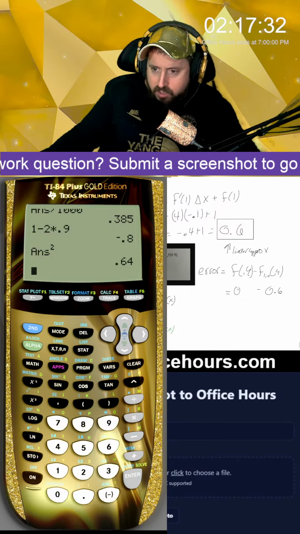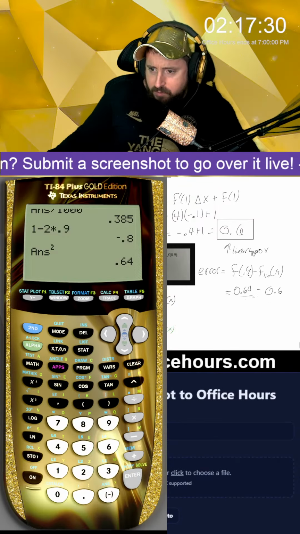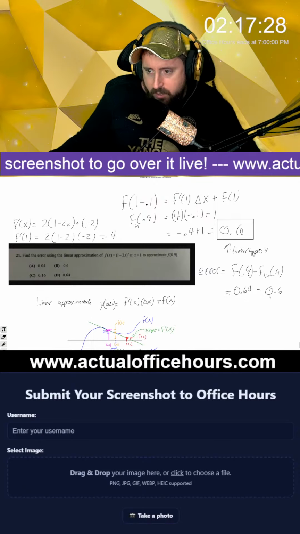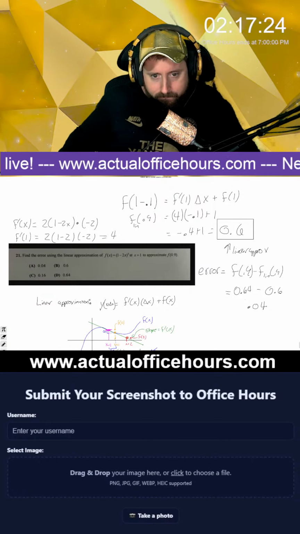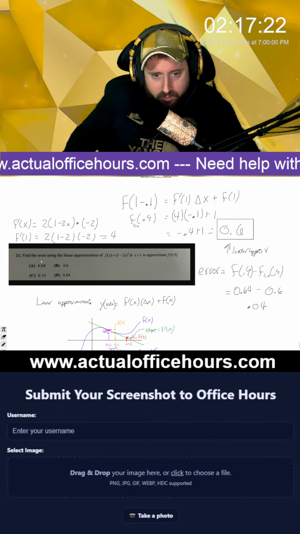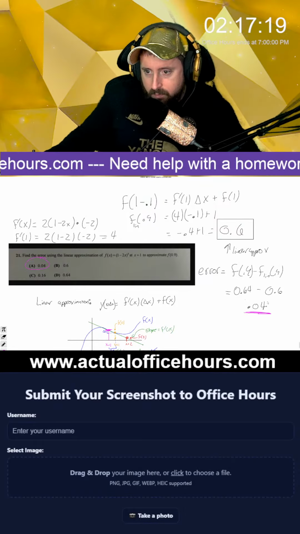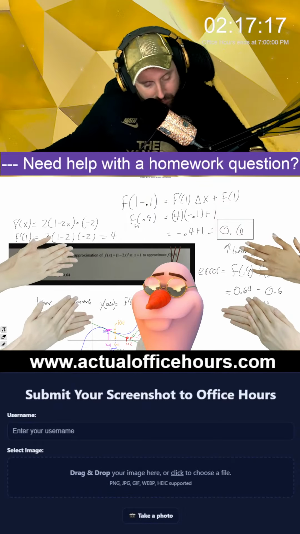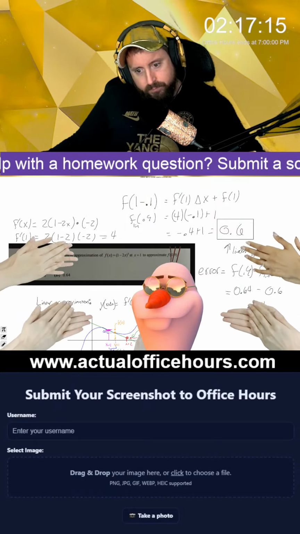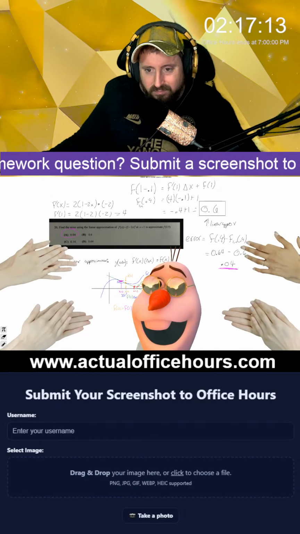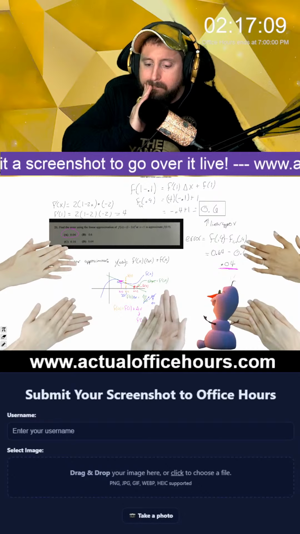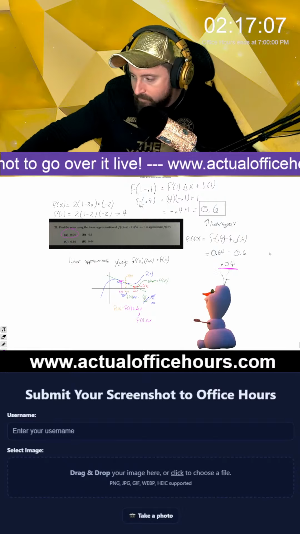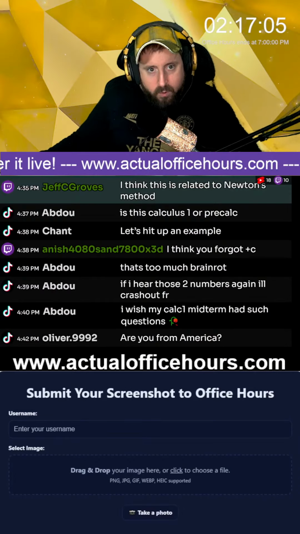So you can see we're actually pretty close, right? The difference between what the actual value is and what we got is only 0.04. Cool, nice. So that's why the answer here is 0.04. Nice, good question there, by the way. I like that. Linear approximation. Well done. Okay, good question there.